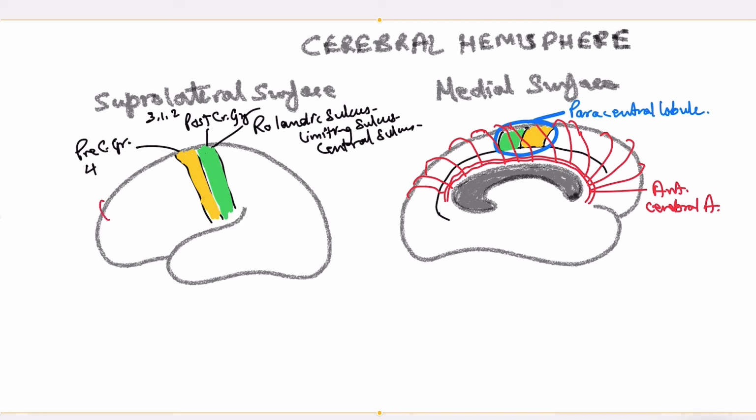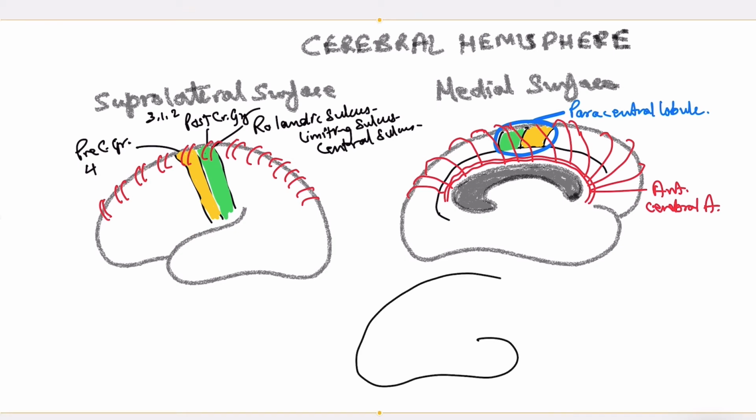So on the supralateral surface, you will find these branches from the anterior cerebral artery coming and supplying this much area of the supralateral surface as well. This paracentral lobule, if they ask about the sensory motor homunculus, you must be knowing about that.